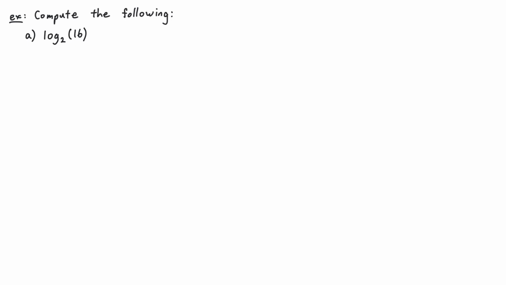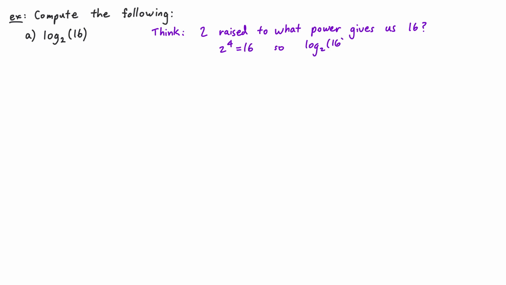So what we're going to do is look at some logarithms. In example A, we want to compute the logarithm with base 2 of the number 16. To compute this logarithm, we want to think to ourselves: 2, the base, raised to what power gives us 16, the number that we're taking the logarithm of? Well, we know that 2 to the 4th power is equal to 16, so the logarithm with base 2 of 16 is equal to 4. So again, the answer to our logarithm is the exponent that we raise our base to so that we end up with 16. Let's try another one.